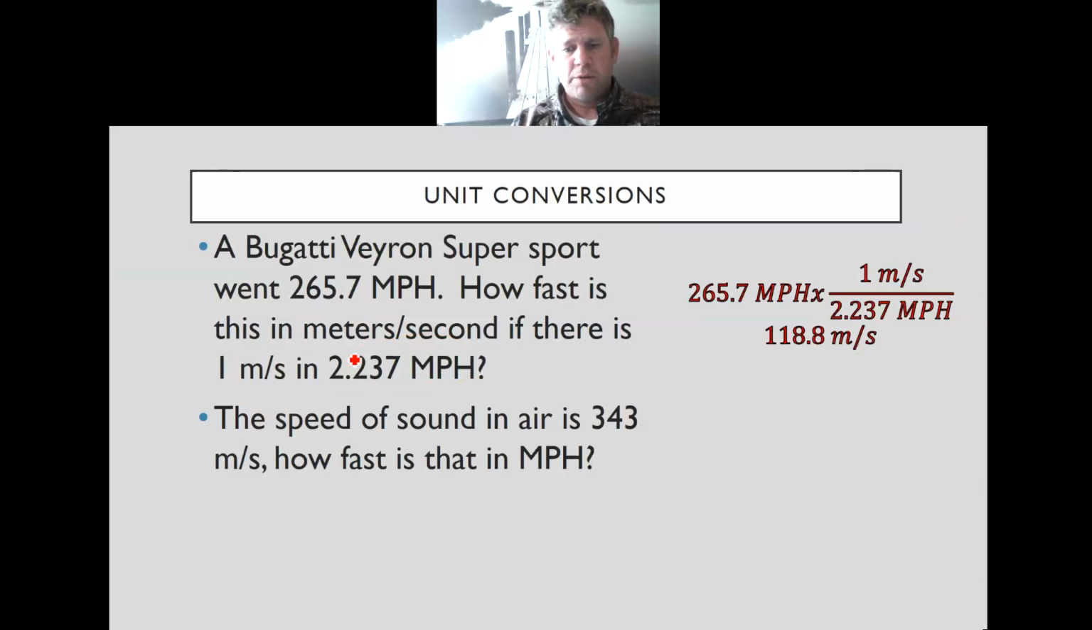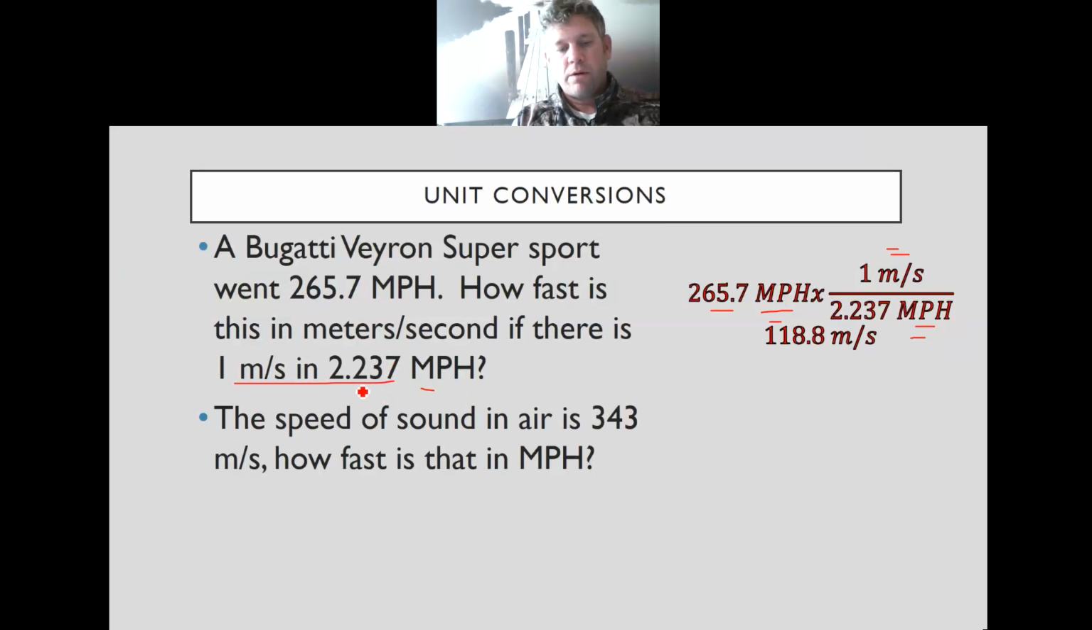So let me show you what I mean. For the top one, this is one way to do it. This is that stoichiometry way, right? We start with 265.7 up here, and then we take our miles per hour, which we have right there, and put it on the bottom of that fraction. On the top, we know we want to go to meters per second. So we use that conversion factor that we talked about over here, and we're going to drop that in there.